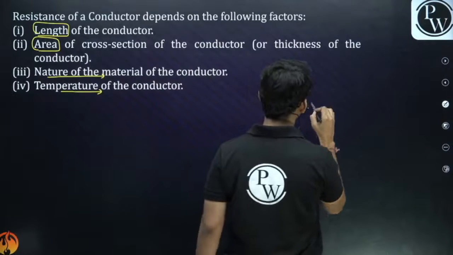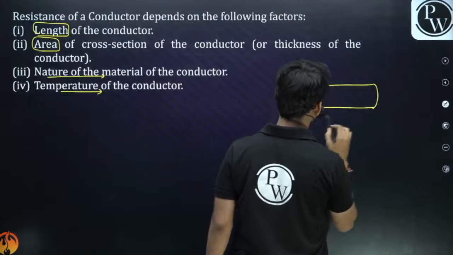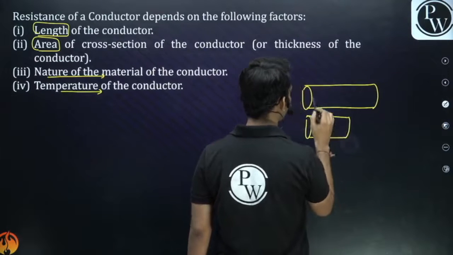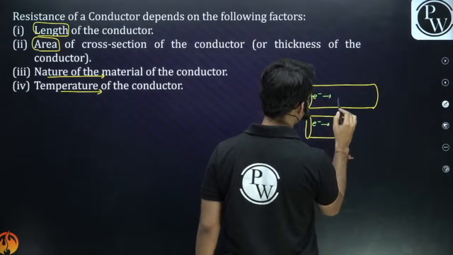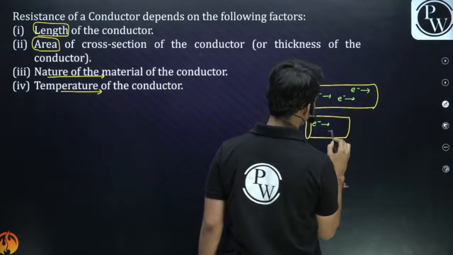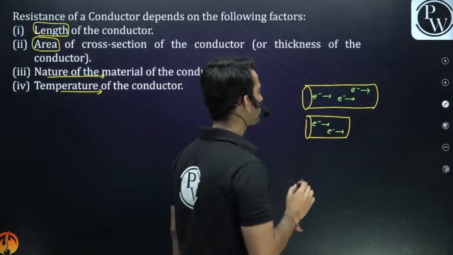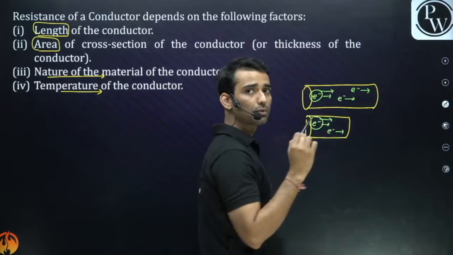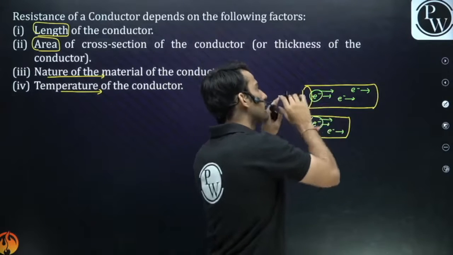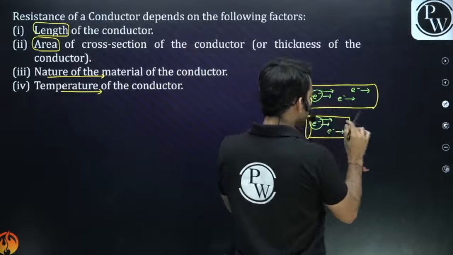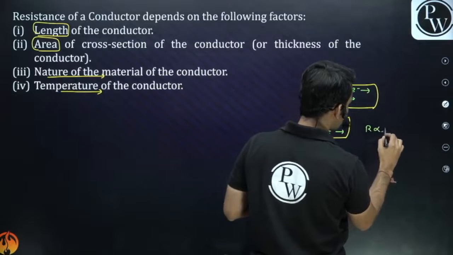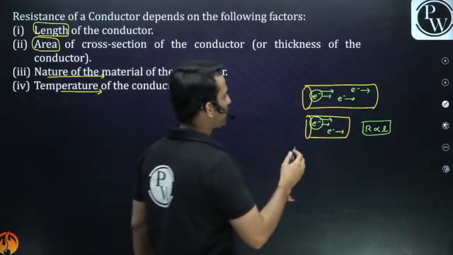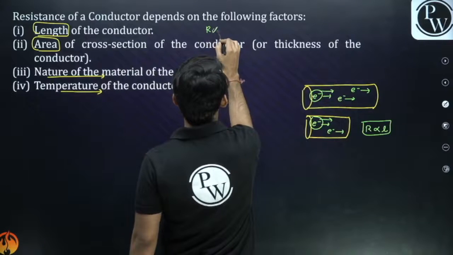Guys, suppose I take two conductors, one is this, one is this, of the same cross section. Let's say we have electrons flowing from here to here. Okay, so guys, what do you think? Let's talk about this electron. Which electron will get more opposition? Obviously this electron. It has to travel a longer length, right? It has to travel here, it has to travel shorter. So resistance is proportional to length. More length means more opposition and more resistance. Okay, so R is proportional to L.